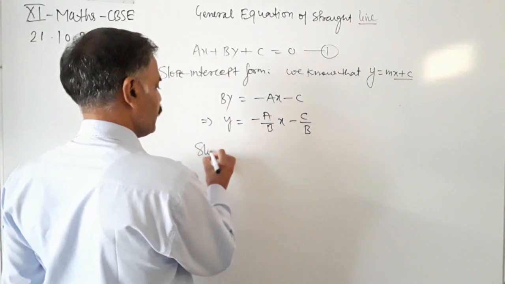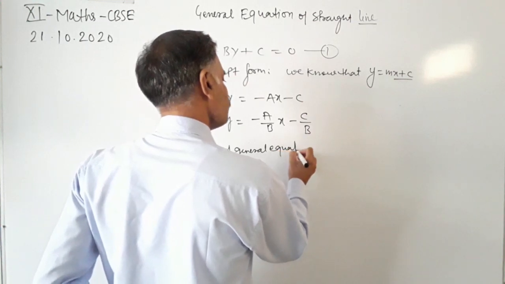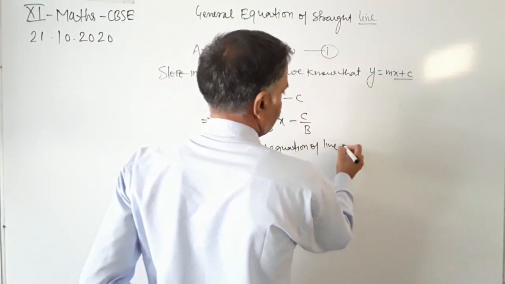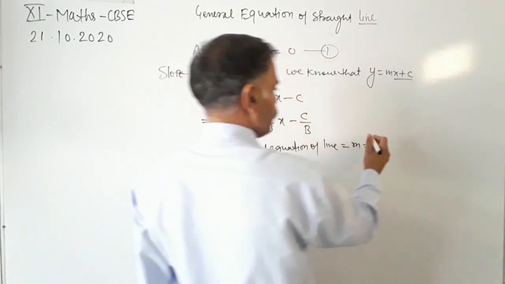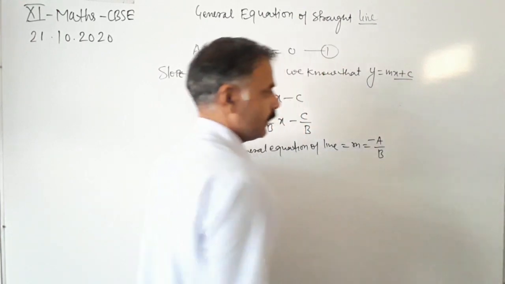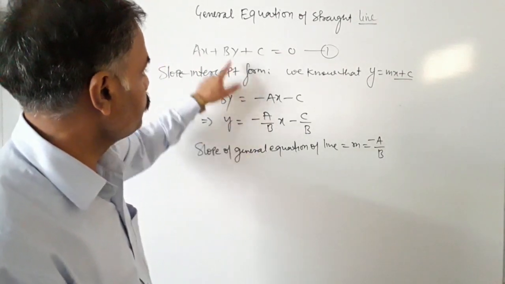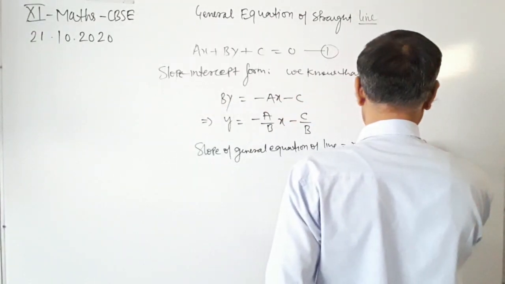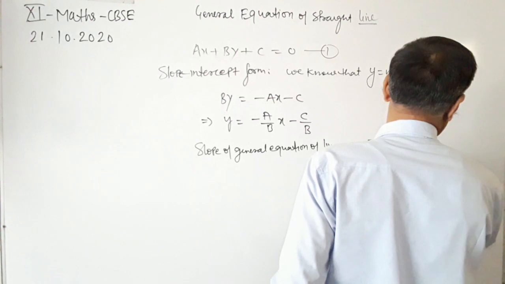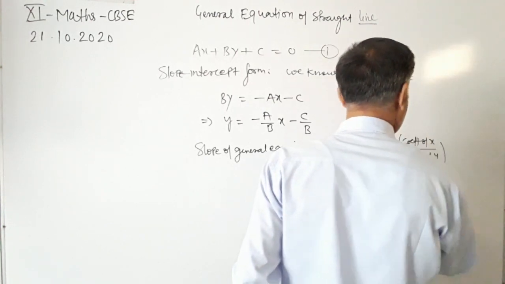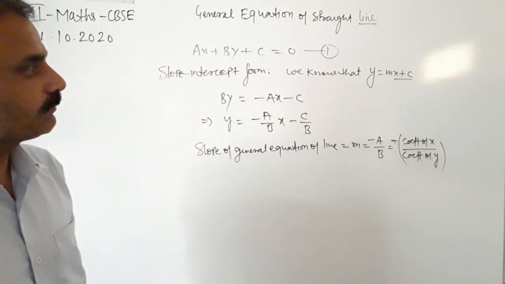The slope of the general equation of the line is m equals the coefficient of x, that is minus a upon b. A is the coefficient of x and b is the coefficient of y, so slope equals minus coefficient of x divided by coefficient of y. This is the slope from the general equation of the line.